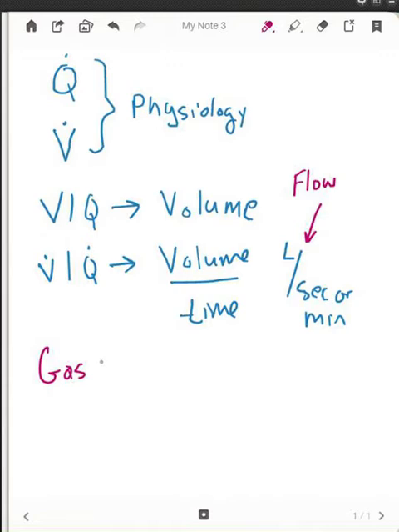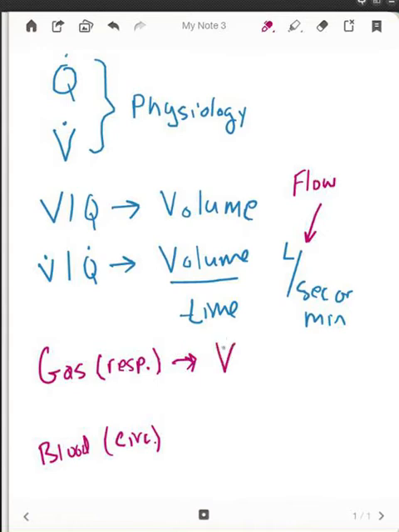You talk about the flow of gas, and that's primarily in the respiratory system. And then you have the flow of blood, which is primarily in the circulatory system. In physiology, we like a different symbol for each of these to keep them separate. When I'm talking about the flow of a gas, we're typically going to have V dot. V dot is going to be the flow of gas, and that again is either in liters per minute or sometimes liters per second, depending on how we're dealing.